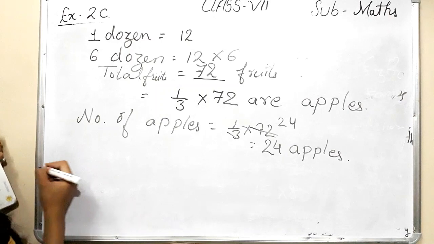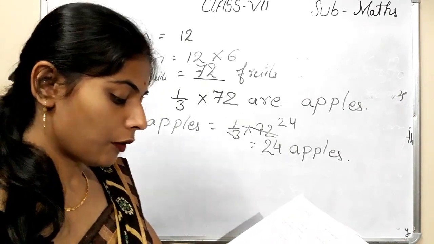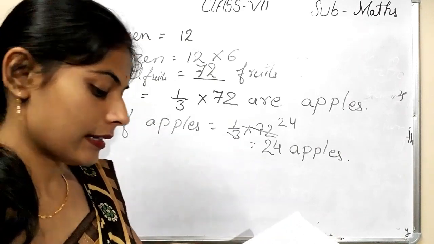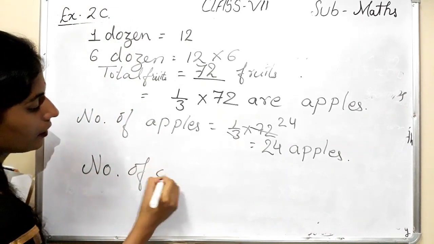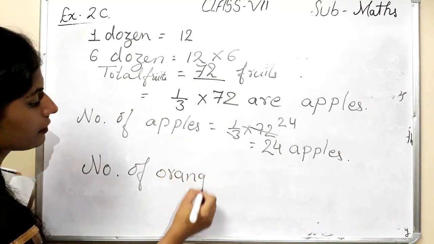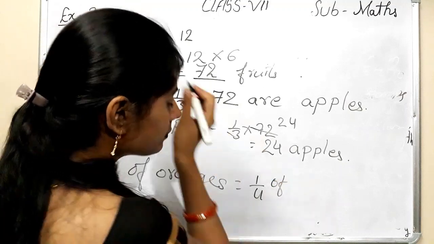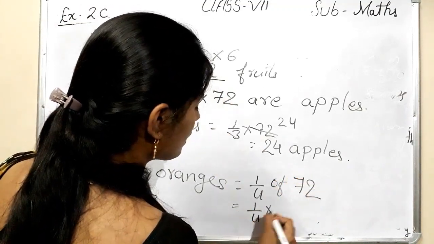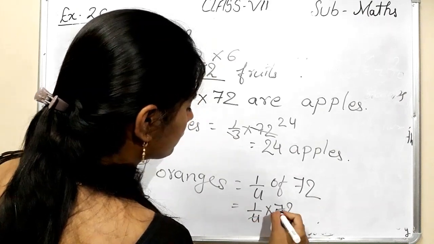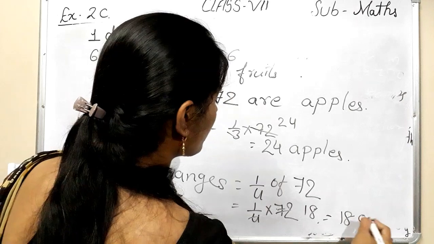Now see, 1 by 4 of all the fruits are oranges. Now see number of oranges. Oranges is equal to 1 by 4 of 72. This is 1 by 4 into 72. 18 oranges are there.